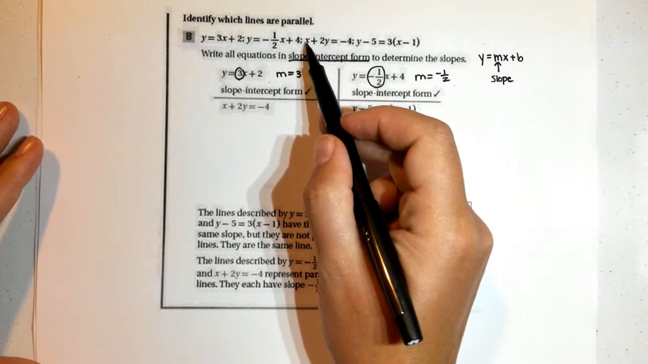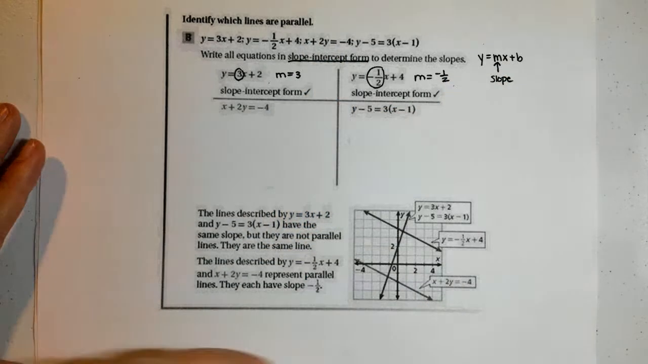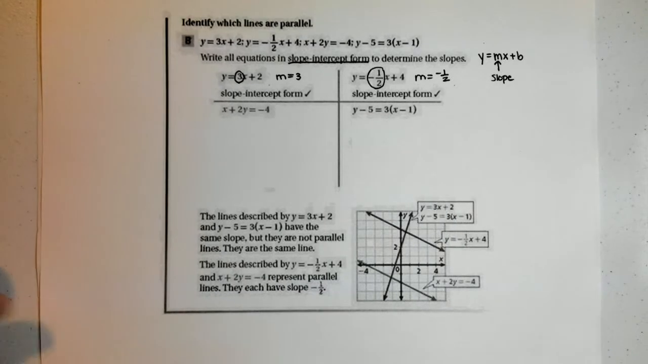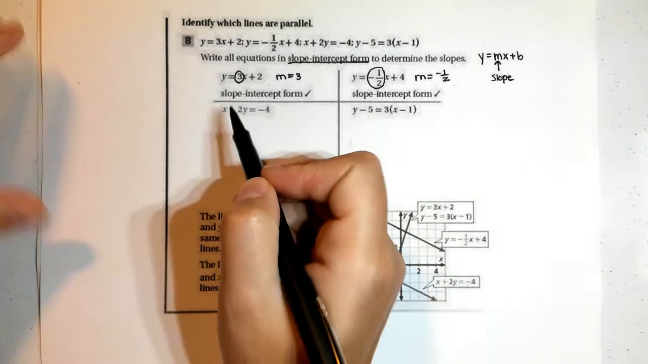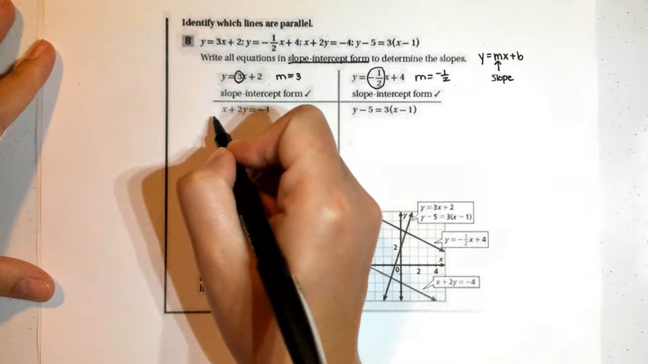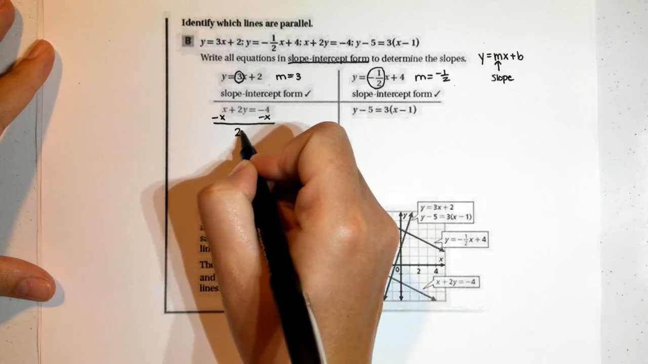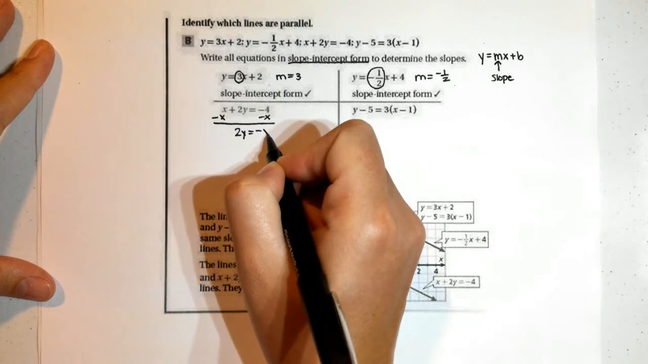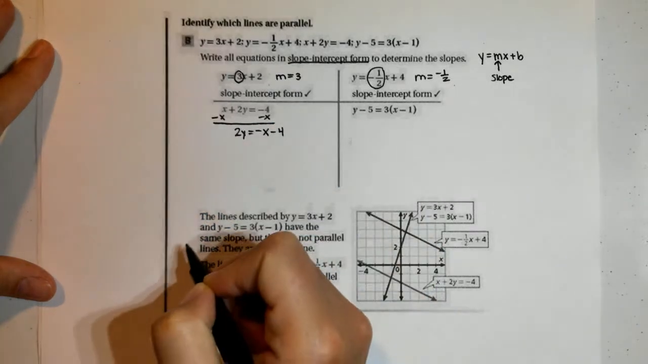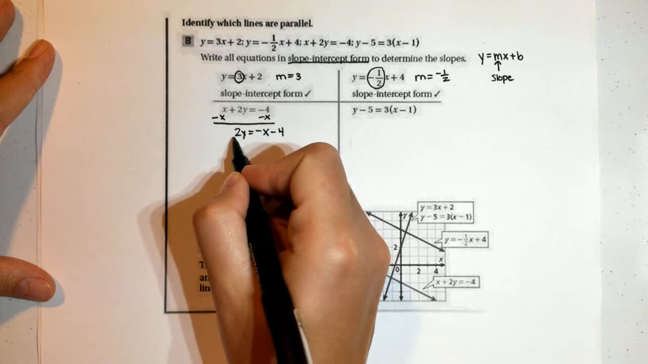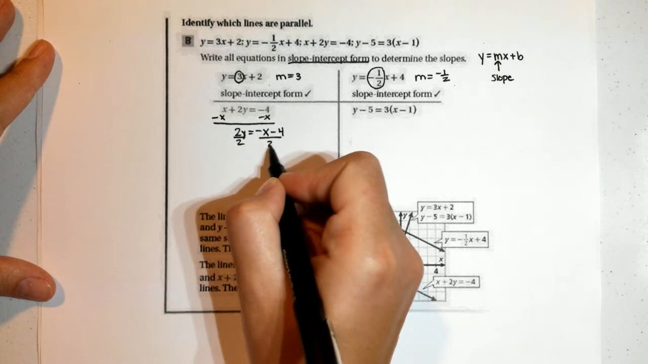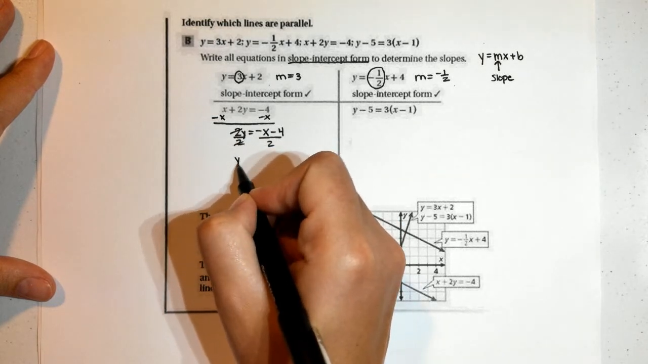The third equation, x plus 2y equals negative 4. That's not in slope-intercept form, so we're going to have to rewrite it. We're going to start by getting this 2y by itself, so subtract x from both sides. So we're going to get 2y equals negative x minus 4. And then I just want 1y, so I'm going to divide both sides by 2. 2 divided by 2 gives me 1y.